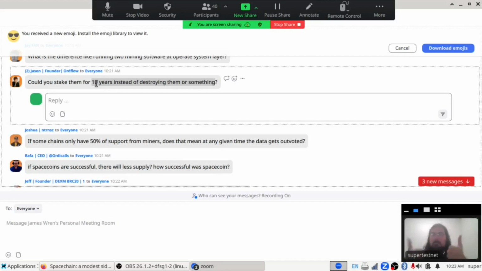You could try it out. Make a space chain that locks them up for 10 years instead and see if that works. That'd be cool. Cool experiment.